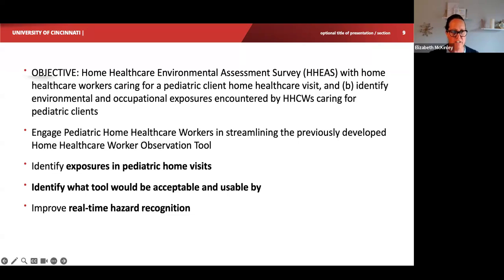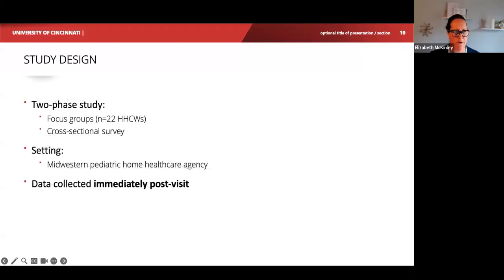The other thing with this project is we identified a tool that was acceptable and usable by pediatric home healthcare workers. It was a two-phase study. We did focus groups first, and I met with pediatric home healthcare workers. I listened to them talk about what their hazards are, and there were hazards that we noticed were not in those 600 items.